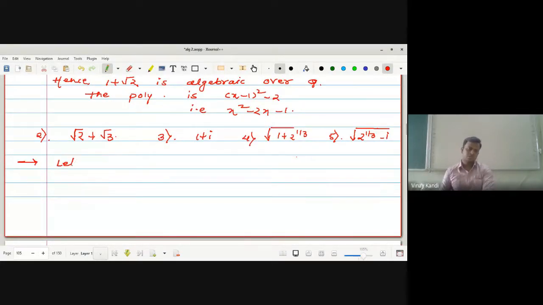Let x be equal to square root of 2 plus square root of 3. x square is equal to what is x square? Root 2 plus root 3 whole square, which is equal to 2 plus 2 root 6 plus 3, that is 5 plus 2 root 6. Now x cube is 5 plus 2 root 6.